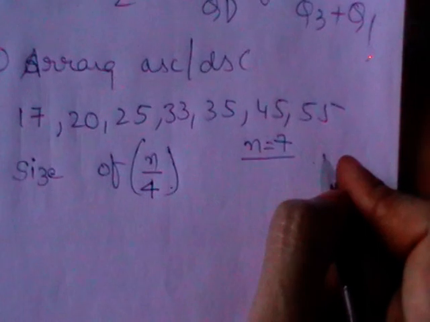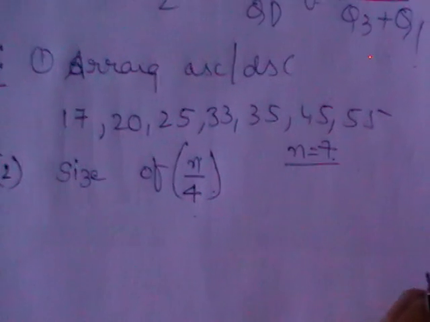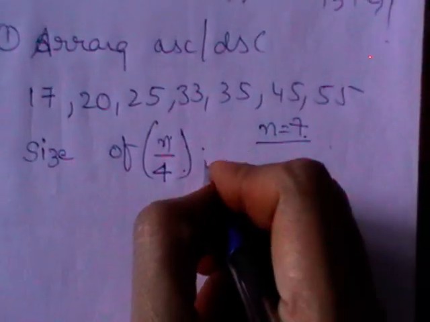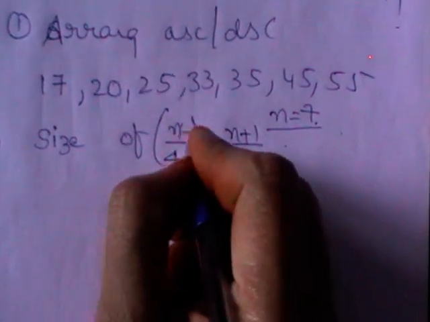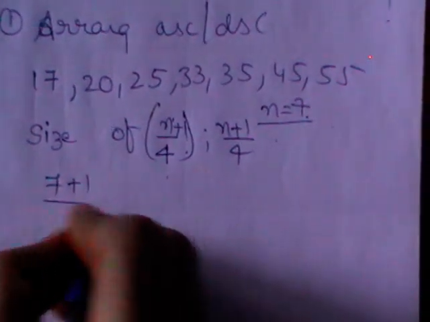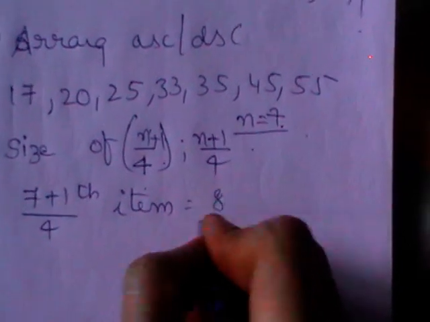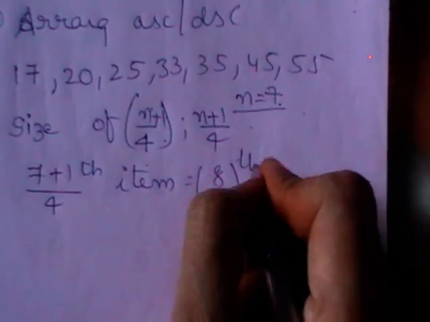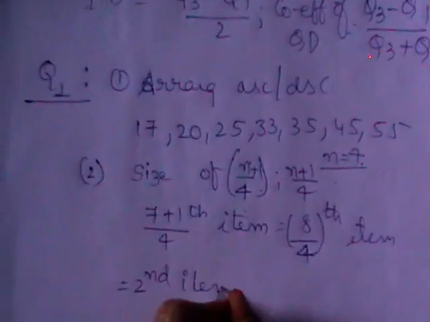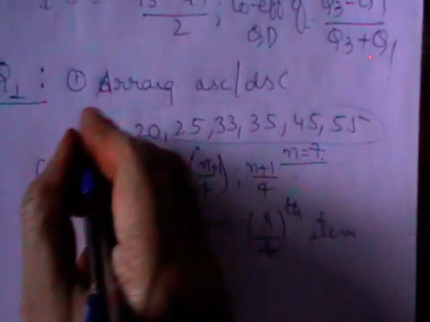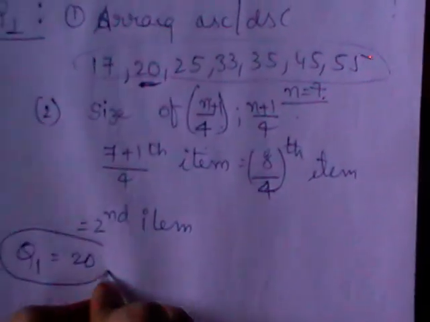If n is odd, you can consider n plus 1 by 4, which is nothing but 7 plus 1 by 4th item, which is equal to 8 by 4th item, which is nothing but the second item. In this series, you identify the second one. What is the second observation here? 20. So Q1 is 20.